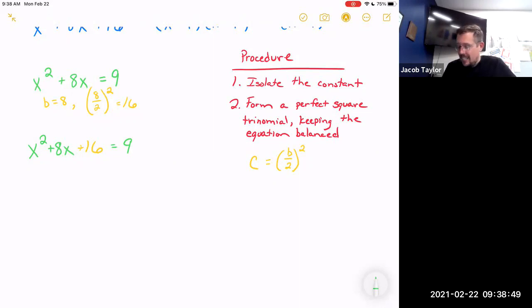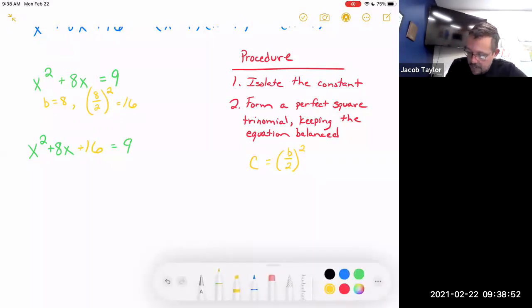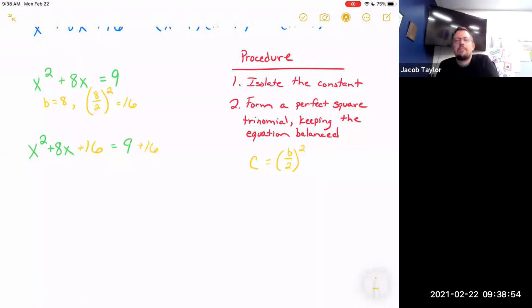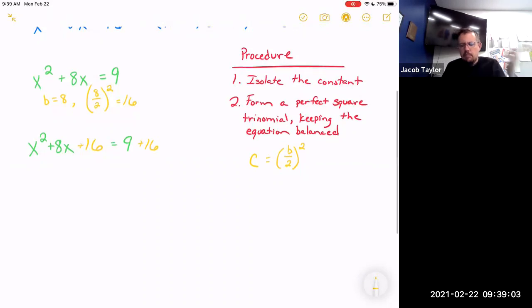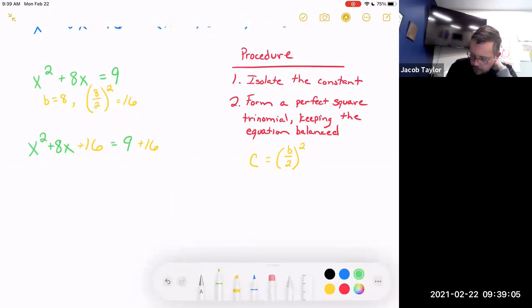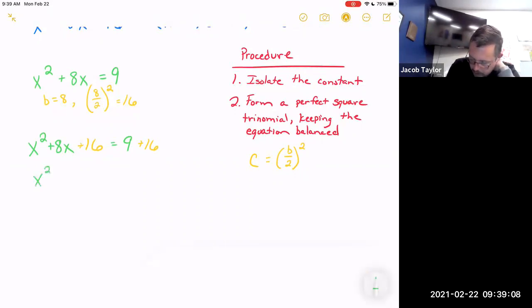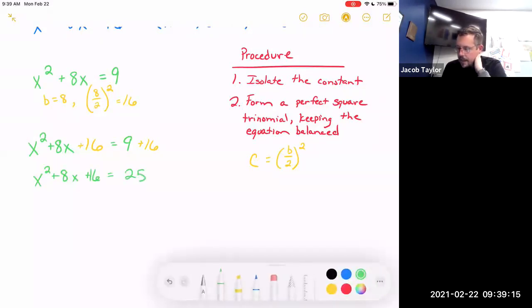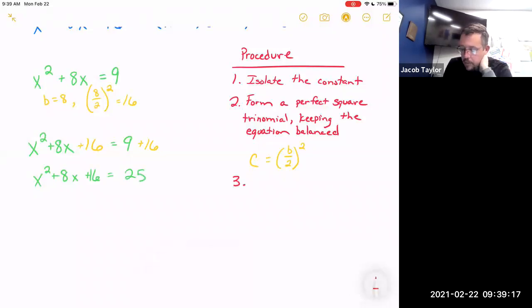So if I add 16 over on the left side, I have to make sure that I balance it out by also adding 16 over on the right side. And that can be simplified. 9 plus 16 is 25. So I'm going to write x squared plus 8x plus 16 equals 25. And that brings us to step 3 in our process here, which is to write the trinomial as a binomial squared.